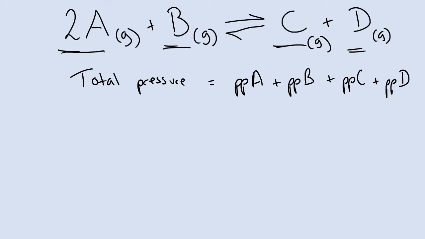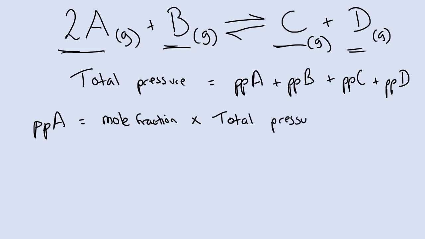Okay. Now, in order to determine the partial pressure, if we want to find out the partial pressure, we need to know how many moles we've got. So the partial pressure is the mole fraction multiplied by the total pressure. In other words, the partial pressure of A is its mole fraction multiplied by the total pressure. So the sum of all the partial pressures will add up to the total pressure.